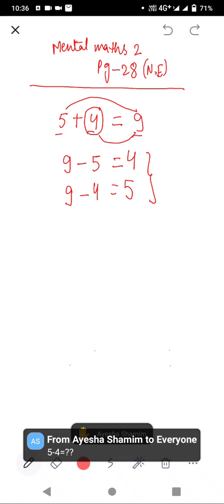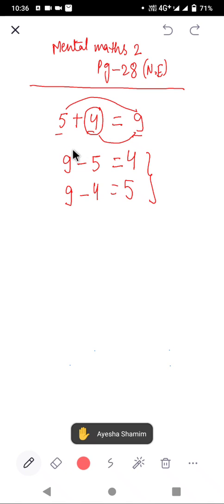You have to remember this: in a subtraction fact we have to take the bigger number first. The bigger number is 9 here, so we take it first, then we subtract the smaller number. 9 minus 5 is 4, 9 minus 4 is 5. Let's take another example. Here we have 6 and here we have 7. So 6 plus 7 is 13. This is the addition fact and we have to find out the subtraction facts here.